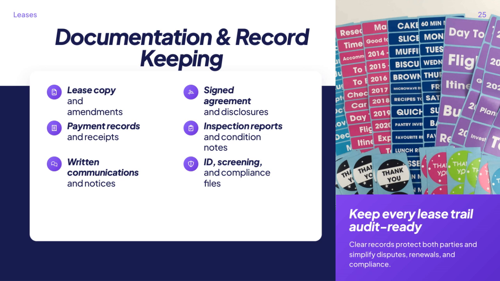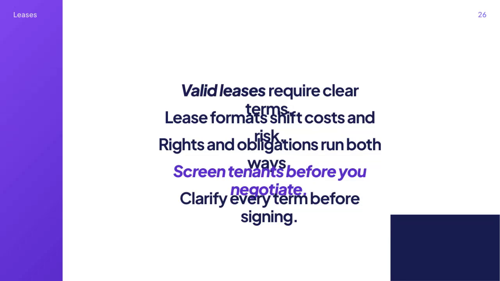Key documents to keep include the original lease and any amendments, signed agreements and disclosures, payment records and receipts, inspection reports with condition notes, written communications and notices, as well as ID screening and compliance files. By carefully documenting and retaining all these materials, you create a reliable and transparent lease history that supports smooth management and accountability. When it comes to leases, the first crucial point is that valid leases require clear and unambiguous terms.